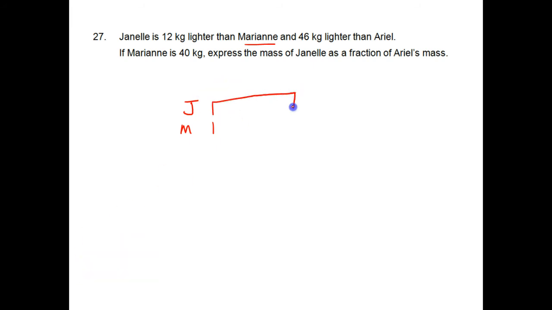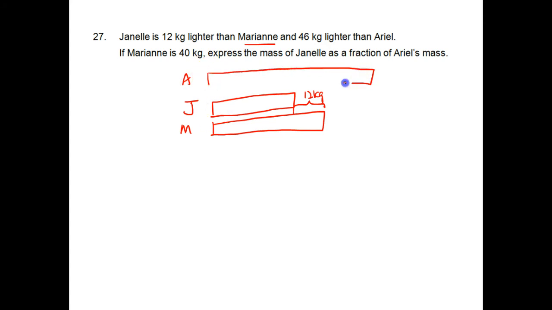Janelle is lighter than Mary Ann, so Mary Ann is heavier by 12 kilogram. And 46 kilogram lighter than Ariel. So Janelle and Ariel, Janelle must be lighter, so Ariel is heavier. 46 kilogram heavier than Janelle. Mary Ann is 40. So I know this is 40.